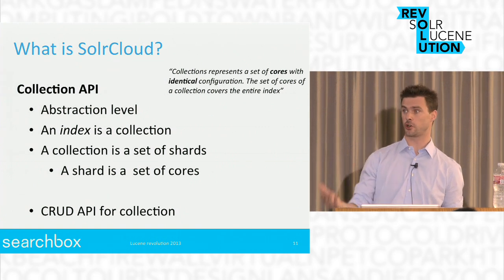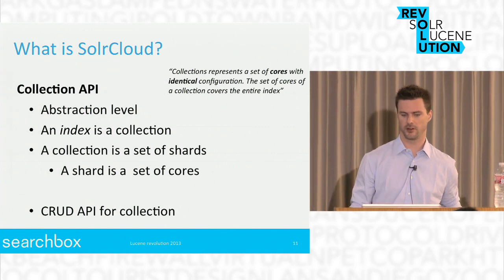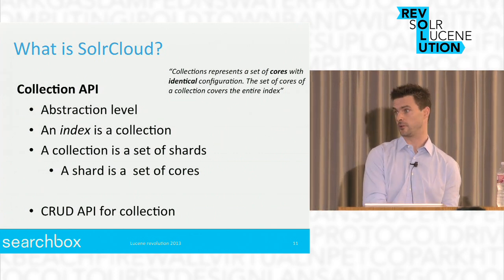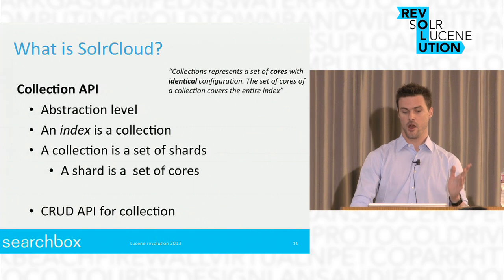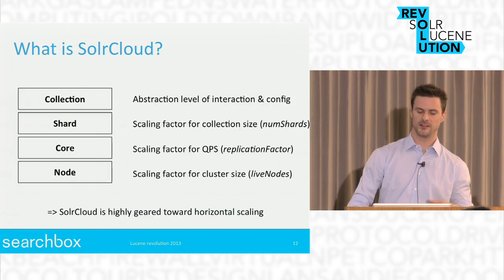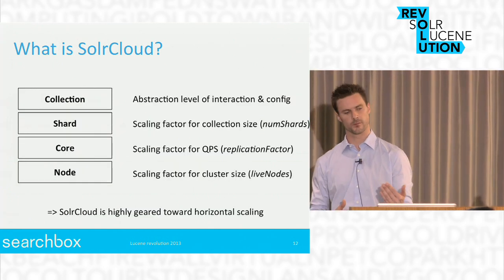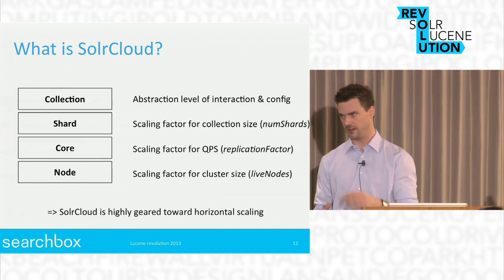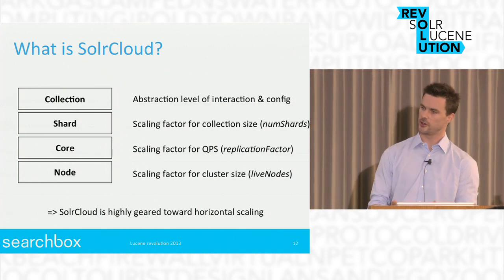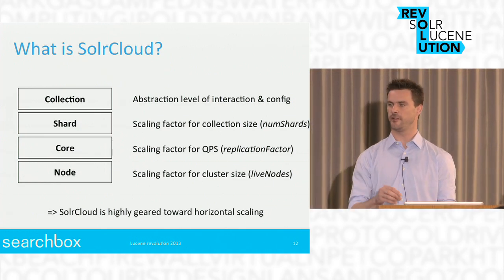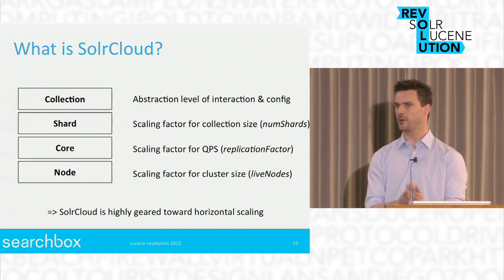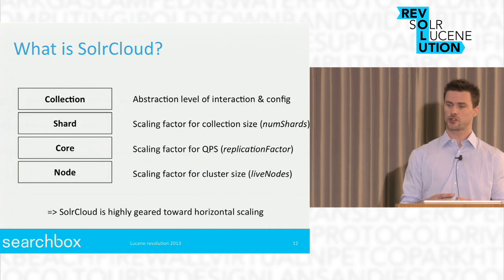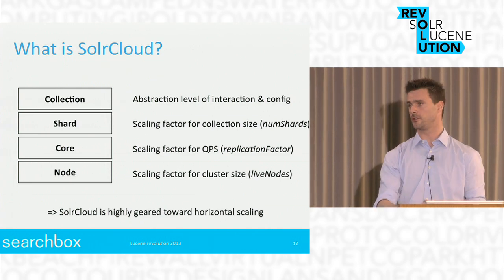A collection is a set of shards. Okay, this is very straightforward for anyone that used Solr. And a shard is a set of cores. All right. Why is this important? It is important because they stack up nicely. The collection is what you configure. It is what you work with. The shard is the materialization of that collection. Okay? You can split a collection into multiple shards, but you don't have to. Then each shard is actually materialized inside of a core.